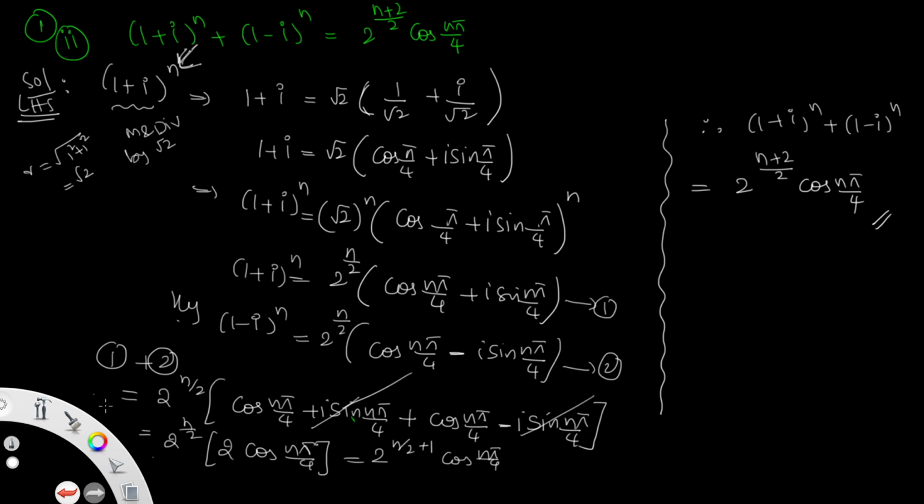Now adding 1 and 2. In the previous terms, 2 power n by 2 is common: (cos n pi by 4 plus i sin n pi by 4) plus (cos n pi by 4 minus i sin n pi by 4). Sin terms will be cancelled. 2 cos n pi by 4, that is 2 power n by 2 plus 1 into cos n pi by 4. Nothing but, taking LCM, 2 power (n plus 2) by 2 into cos n pi by 4.